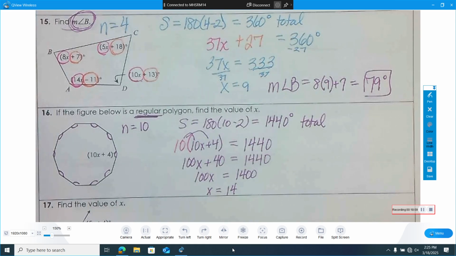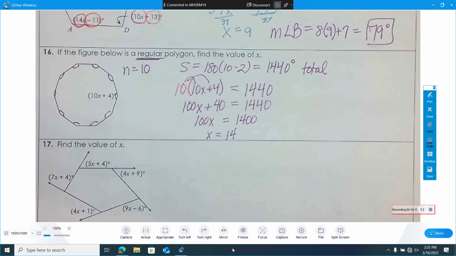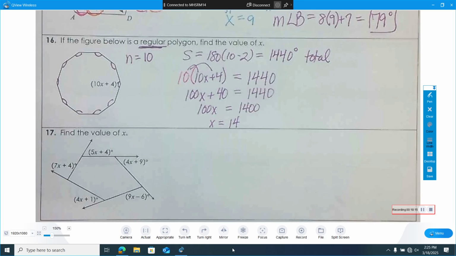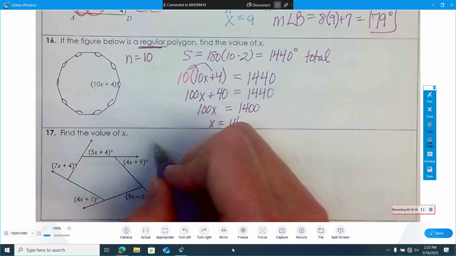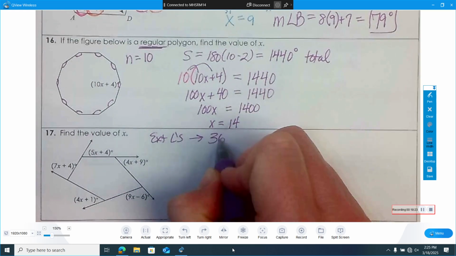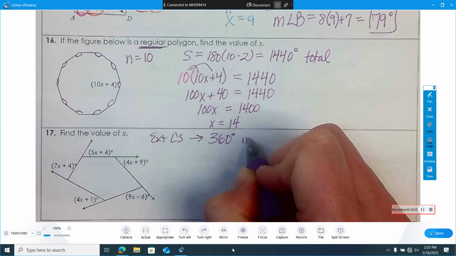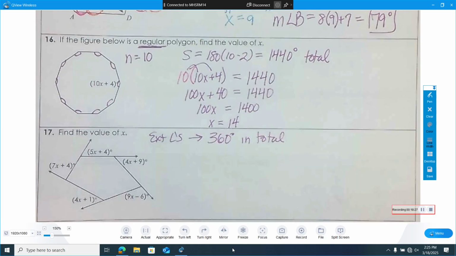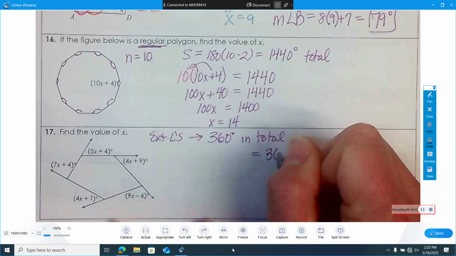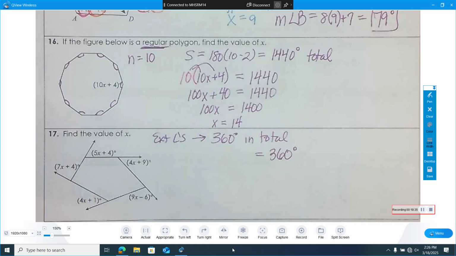We're doing so awesome, you guys. Last one. Find the value of x. For number 17, what are they showing us in this picture? Exterior angles. 360. They always total 360 degrees in total. All right, which means I need to add all these exterior angles up, and they should equal 360 degrees. Can I just combine them all with color?